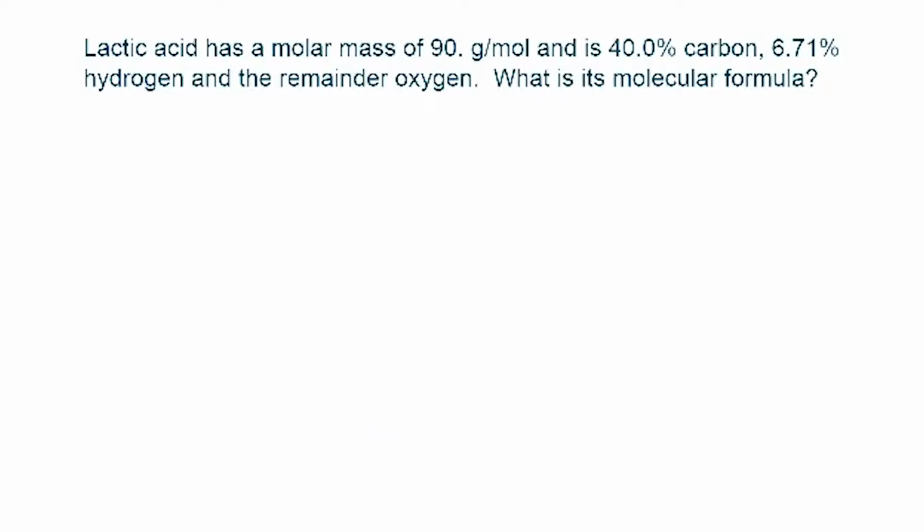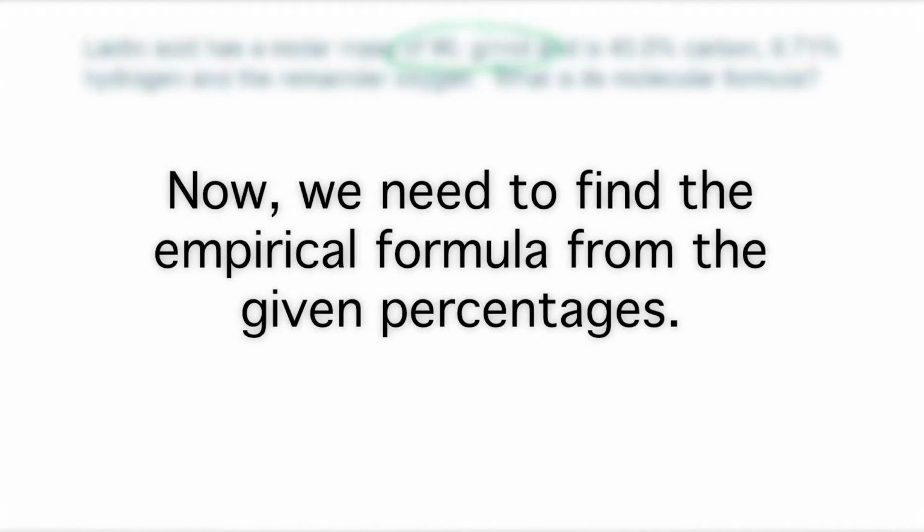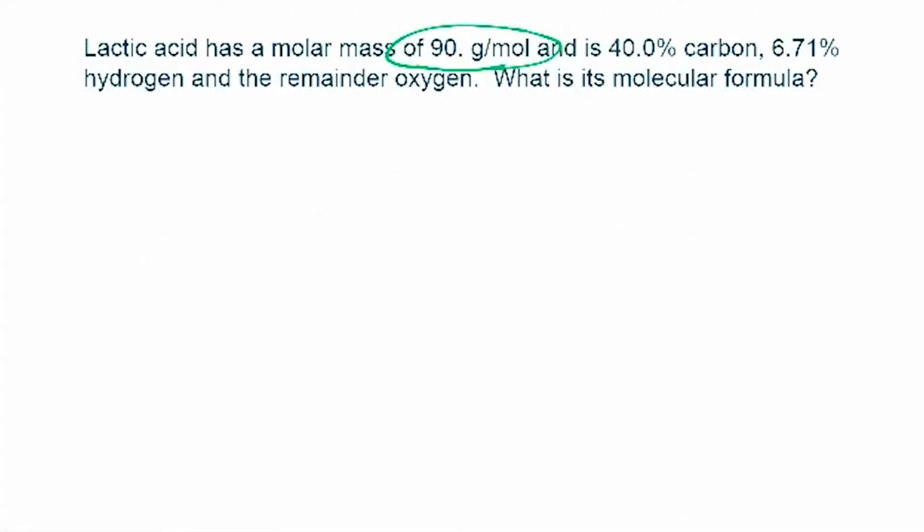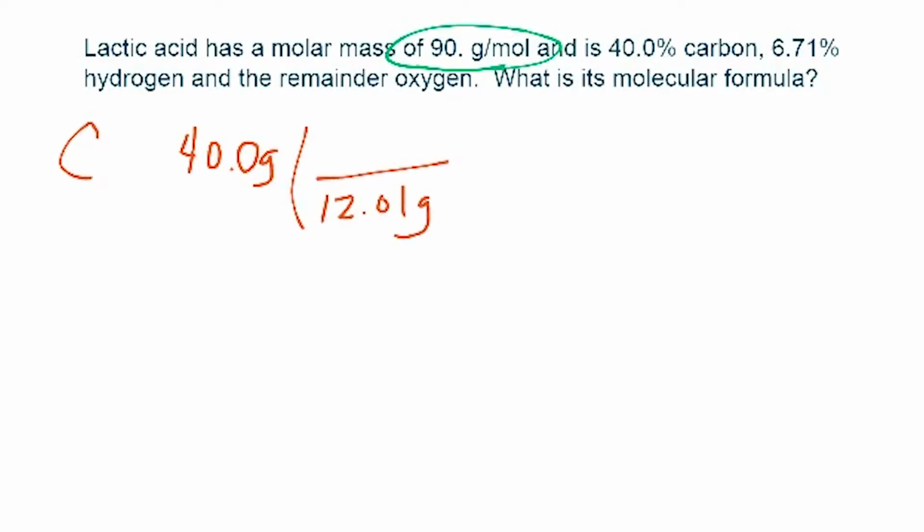In this problem, we're asked again for the molecular formula. We know we can get the molecular formula from the empirical formula and the molar mass. We're given the molar mass, but this time we're not given the empirical formula. We're given the percent composition information, and we have to determine the empirical formula from that. Again, assuming we have 100 grams of our compound, this gives us 40 grams of carbon, and carbon has a molar mass of 12.01 grams per mole, giving us 3.33 moles of carbon.